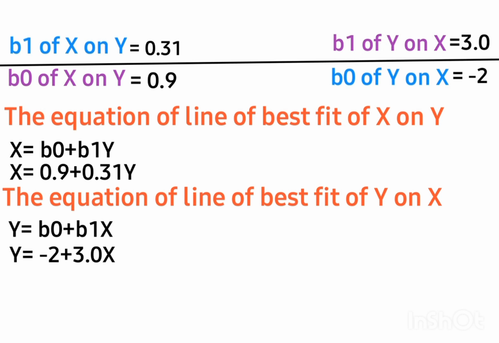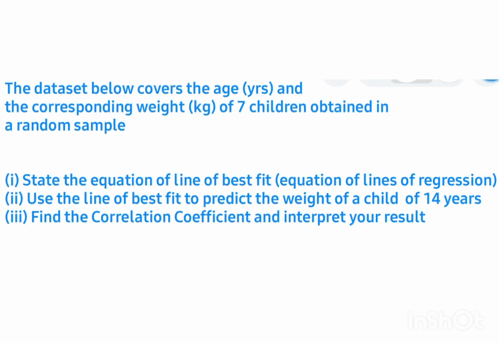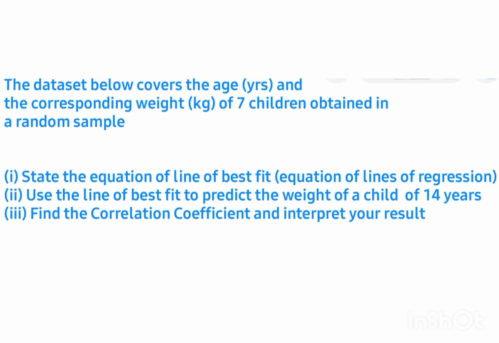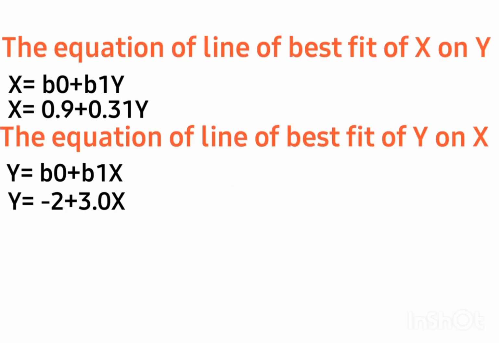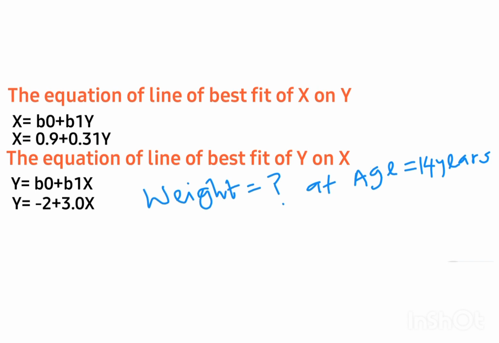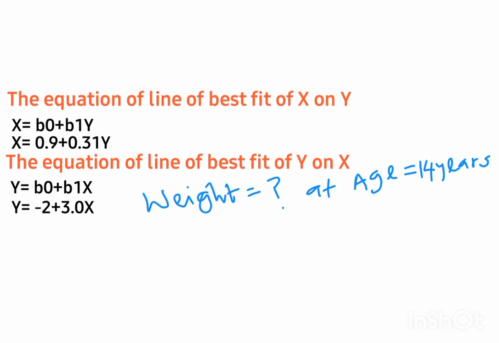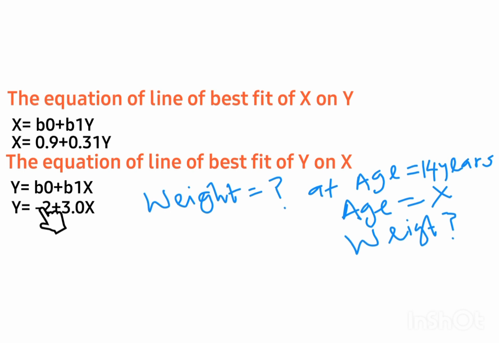Let's proceed to answering the number 2 question. Number 2 question says, use the line of best fit to predict the weight of a child of 14 years. Here we go now. Remember in our table, age is denoted with x, while weight is denoted with y, right? And of course, weight was the question asked, and age of a child is given to be 14 years, right? So the ideal equation of line of best fit, which will be used to predict the weight of that child at age 14, would be y equal minus 2 plus 3.0x.